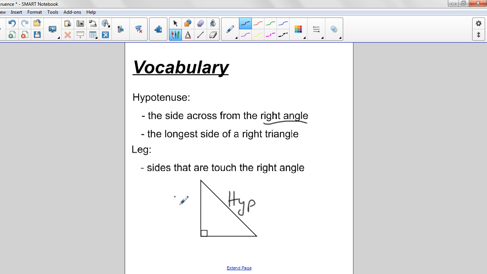These are legs. This is a leg, and this one is a leg. Okay, those are sides that touch the right angle. Those are what we consider legs. So if it touches it, it's a leg. If it doesn't, it's hypotenuse.